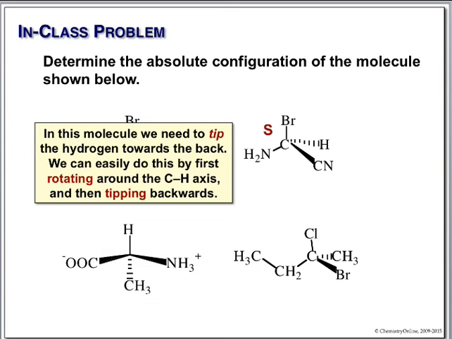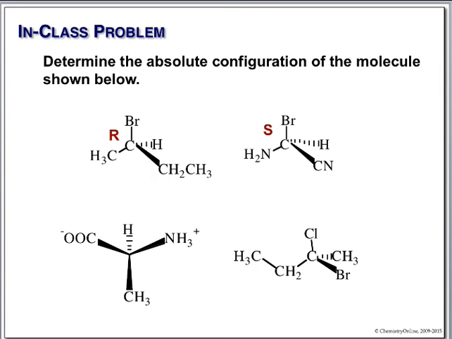Now all I have to do is tip it so the hydrogen goes back. When I do that, this is going to come up, this comes up, this comes forward. And I just have to do my priorities. Priorities. We have a nitrogen, we have a carbon, we have a carbon. We have three oxygens here, we have three hydrogens here. Do our arc. We are going counterclockwise.